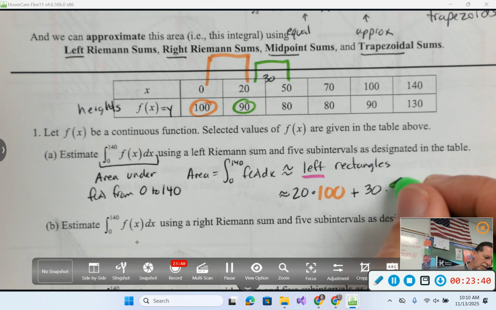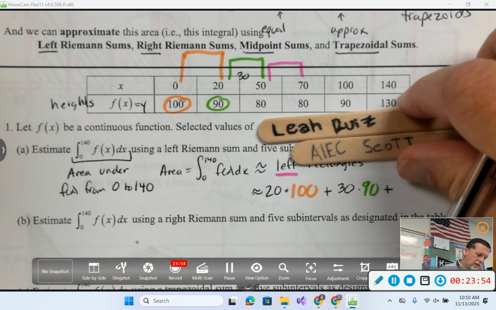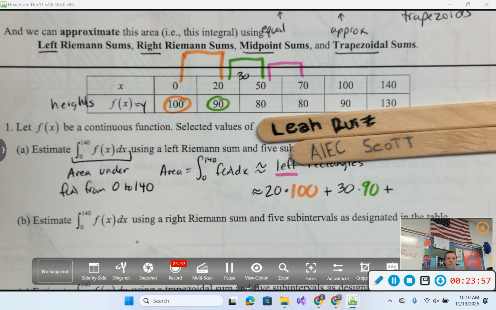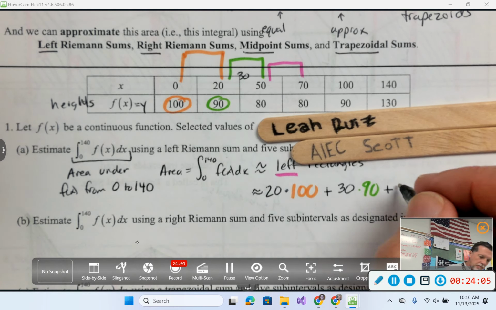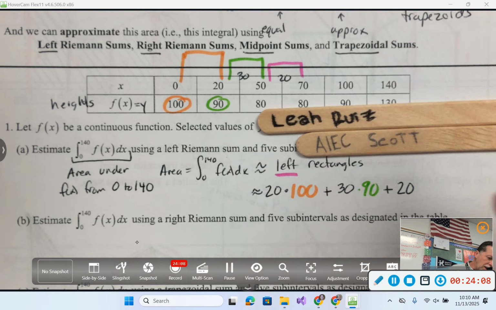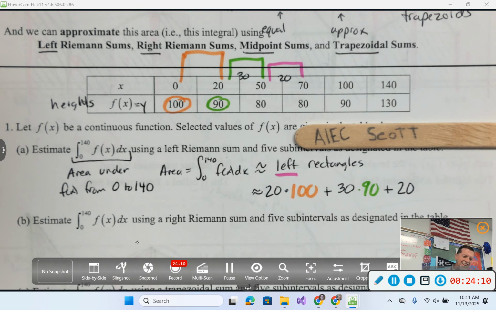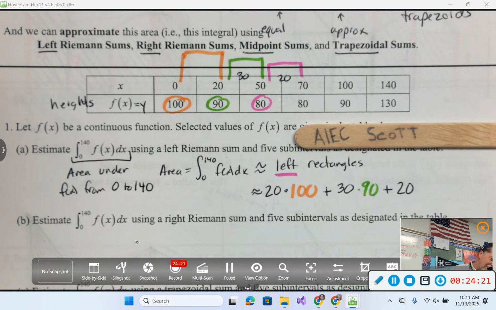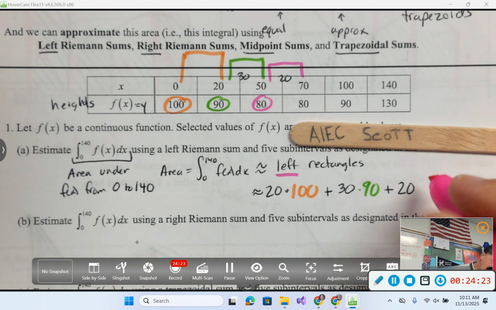Let's see how many colors I can get here. Let's go 50 to 70. So I need a base and a height. So Leah, from 50 to 70 with heights of 80 and 80, what's the base of that rectangle? 20. Good. That width is 20. Alec, what's my height? 80. They're both 80. The one on the left. The left 80. So 20 times 80.